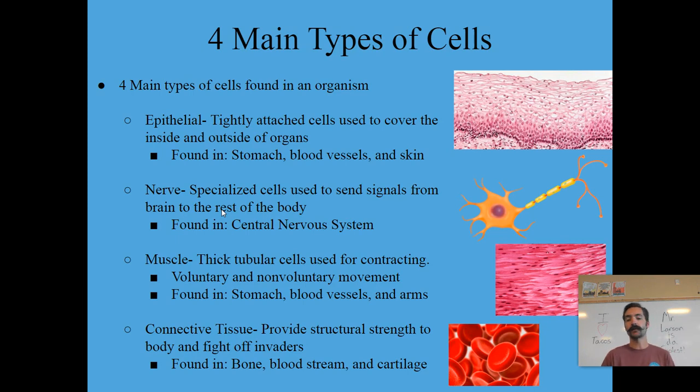And last but not least, we have our connective tissue. This is what provides structural strength to your body and helps fight off invaders. So this is what's found in your bloodstream, cartilage, and your bones. There are definitely different types of connective tissue. There are more different types of connective tissue than there are of the rest of those main types of cells. You have your red blood cells, white blood cells. Those are all of this family of connective tissue.